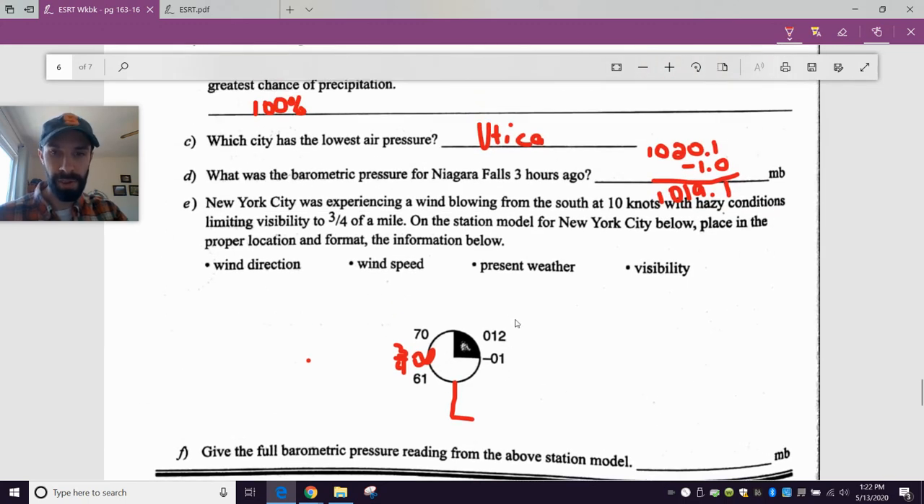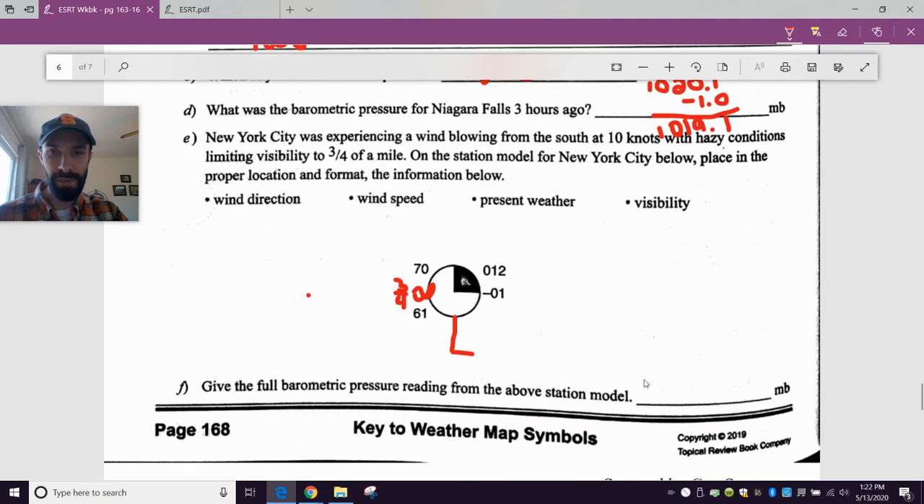Okay, cool. F. Give the full barometric pressure reading from the above station model. Full barometric pressure. So we got to decode this thing. It's less than 500, so we add a 10 in front. That's 1001.2 millibars. Okay. We add the decimal in between the last two.